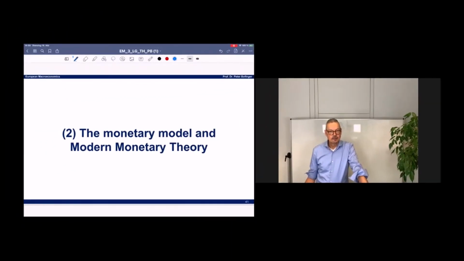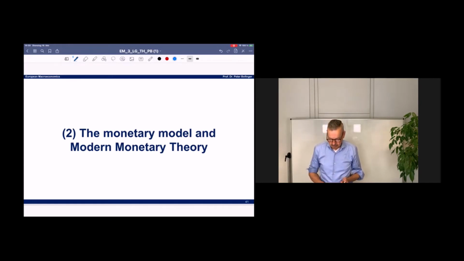Welcome back. After the classical model and its representation of the financing of fiscal policy, we now turn to the monetary model. And when we discuss the monetary model, we also get into contact with something which has become quite fashionable, and that is modern monetary theory.